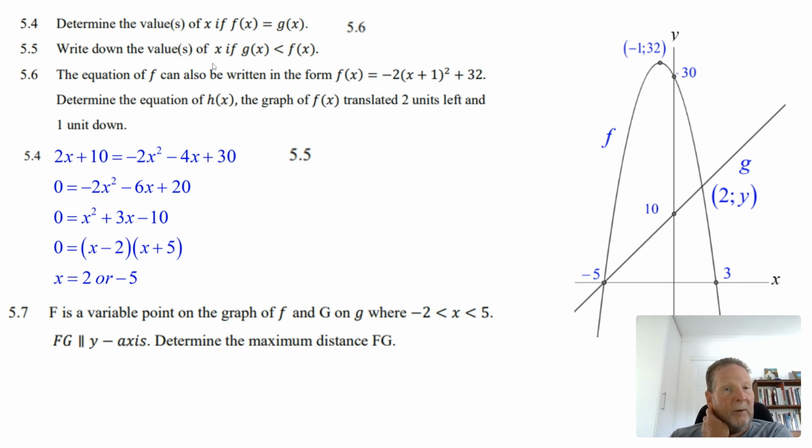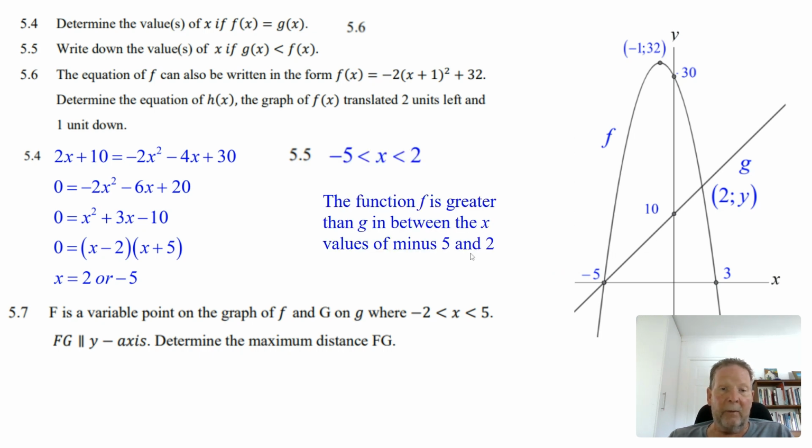Now, you're supposed to find the coordinates, so, oh no, they just said the x values. Okay, write down the values of x where g is less than f. That means where the line is below the parabola. Well, that's in between this 2 and this -5. That's it. Wherever f is greater than g, it's in between 2 and -5. And that's how you write it. X is less than 2 and greater than -5.